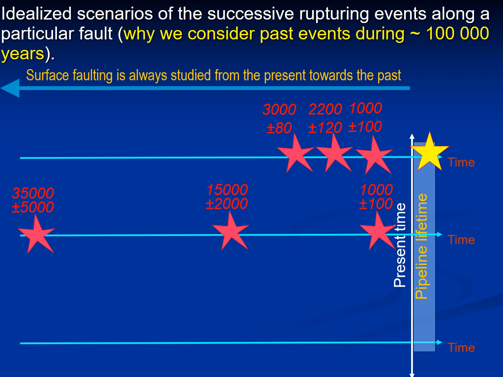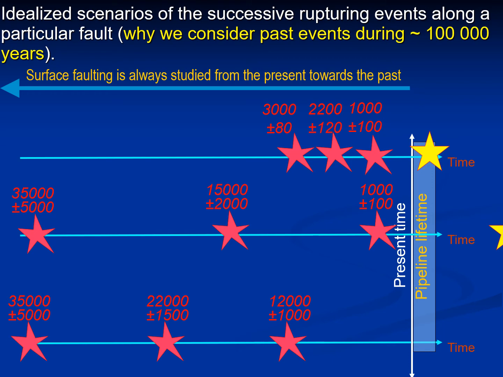Another variant, another scenario. The same age of the last event, about 1,000 years ago, but the recurrence interval is of the order of 15-20,000 years. It means that if it continues, the future event will occur somewhere in the long future. In this case, probably, despite the recent age of the last rupturing event, we can accept this risk.